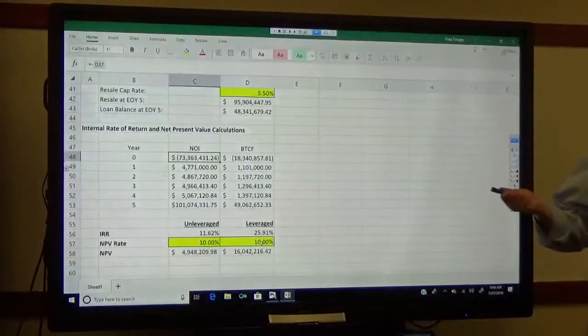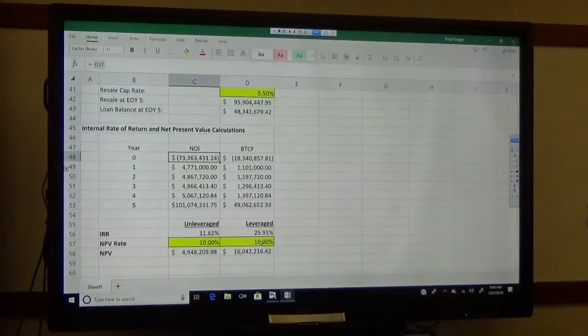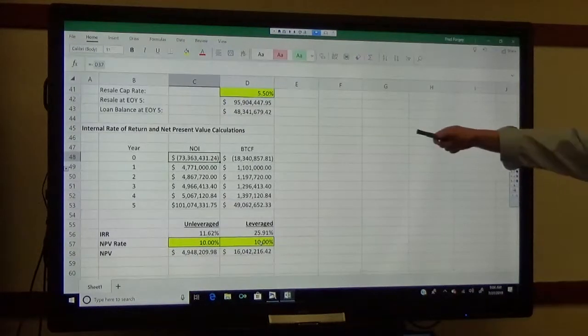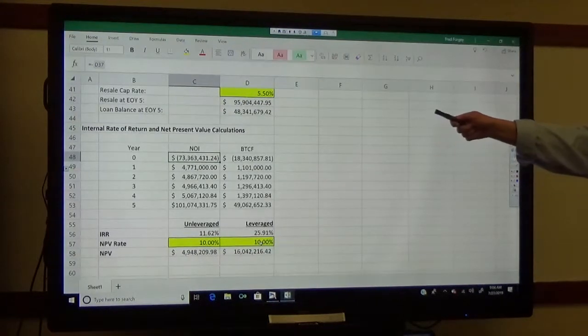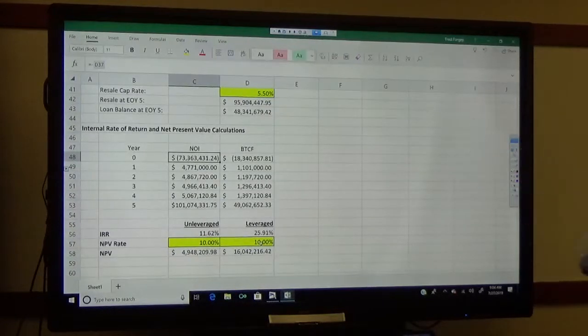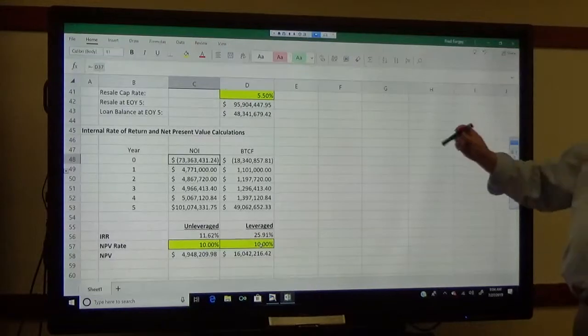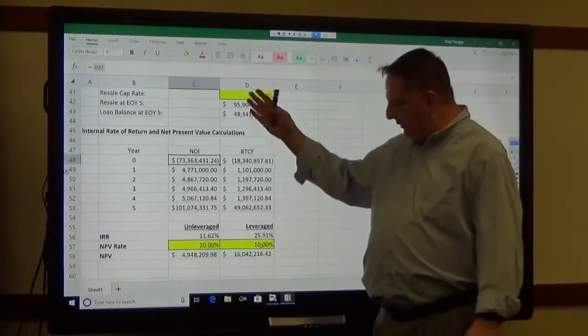It's still not horrible. It's actually pretty good. Most people will probably be okay with that. But that's tying up a lot of cash. That's tying up $73 million in cash. Most people don't want to do that. That's what lenders are for.